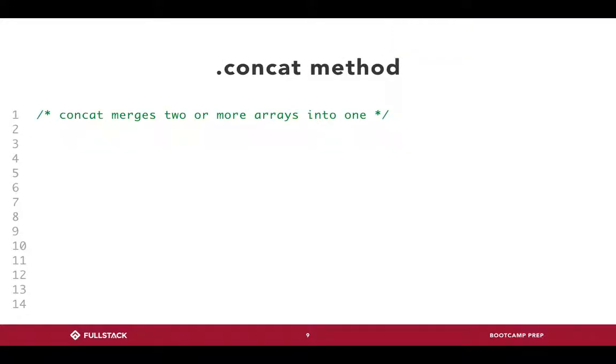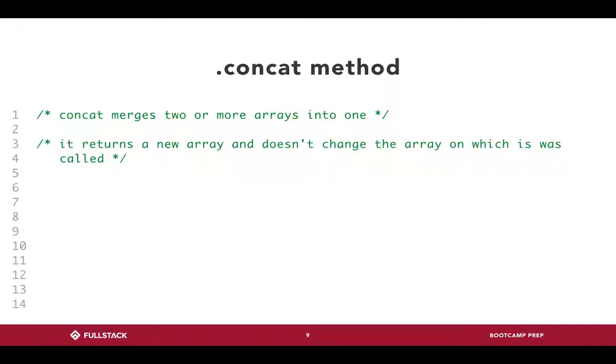Cool. So concat method merges 2 or more arrays into one. What's an important takeaway on this description here?